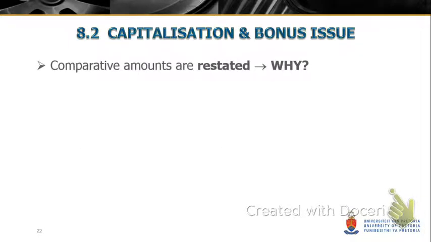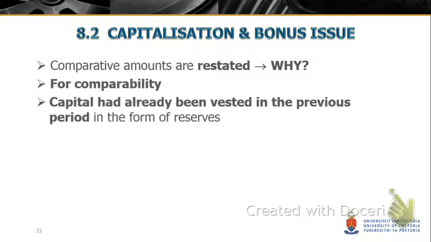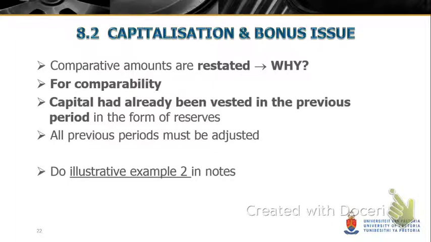Continuation. Comparative amounts are restated. Why? Firstly, for comparability. The capital had already been invested in a previous period in the form of reserves. So those reserves have now just been turned into capital or shares. And as we said, therefore all previous years must be adjusted. At this point, go to illustrative example number 2 in your notes. Please do that example. Pause the video here and do that example now.